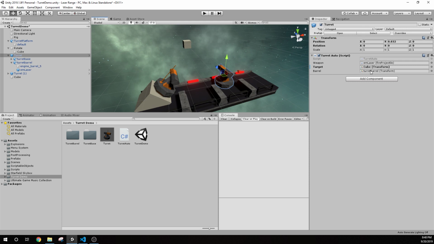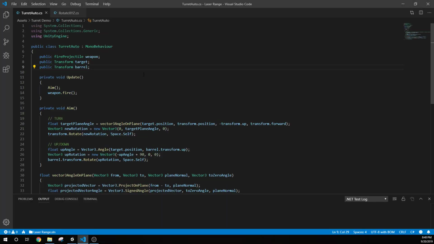So I've got the barrel here, which is what I'm using to rotate. So we're going to go back into the code for the turret itself. Again, I made these public. You could do serialized fields instead, but I made them public just to get the concept across. We're getting that weapon, we're going to fire that, we're going to get our target, and then we're going to get our barrel.